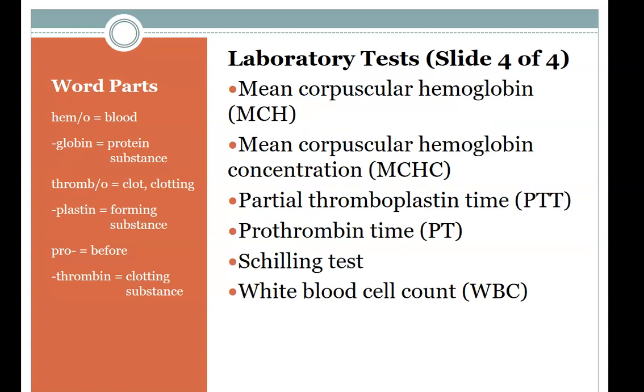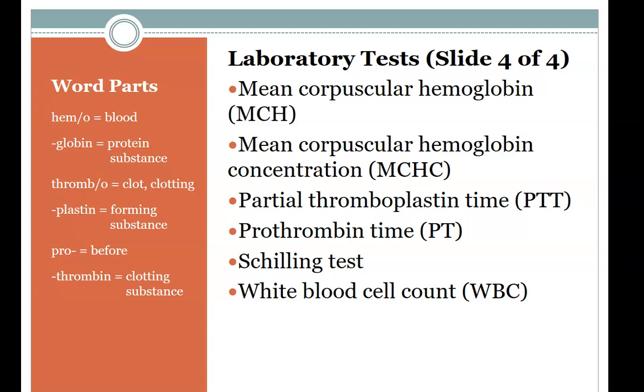The mean corpuscular hemoglobin, the MCH, is a test to measure the average weight of hemoglobin per RBC. It is used in diagnosing anemia. A mean corpuscular hemoglobin concentration, also known as MCHC, test is done to measure the concentration of the hemoglobin in RBCs. The test is useful for measuring a patient's response to treatment for anemia.